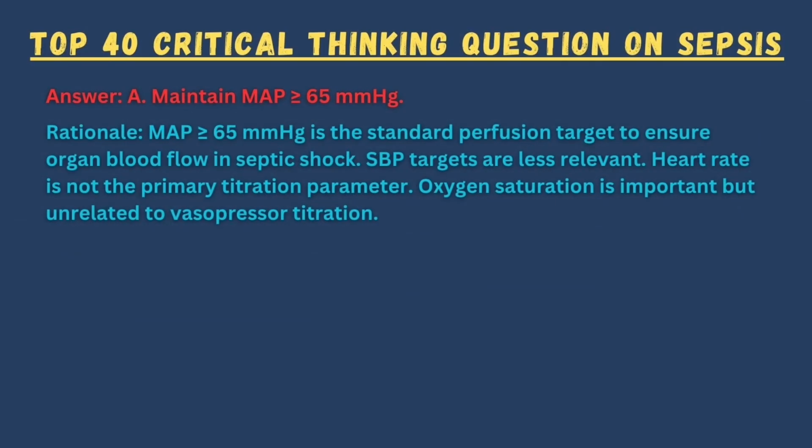Answer. A. Maintain MAP greater than or equal to 65 millimeters of mercury. Rationale. MAP greater than or equal to 65 millimeters of mercury is the standard perfusion target to ensure organ blood flow in septic shock. SBP targets are less relevant. Heart rate is not the primary titration parameter. Oxygen saturation is important but unrelated to vasopressor titration.